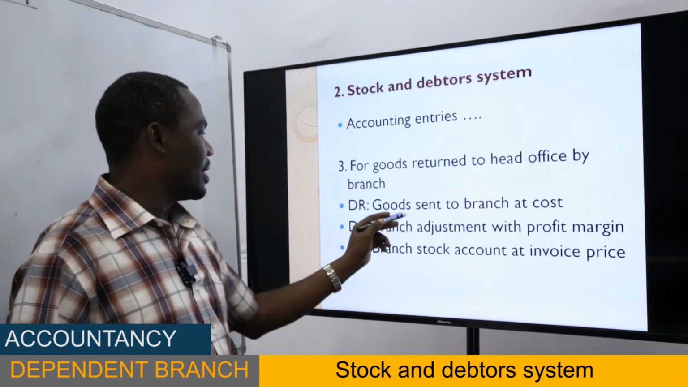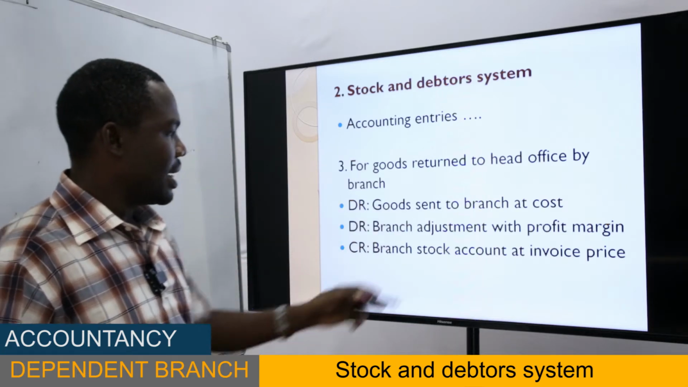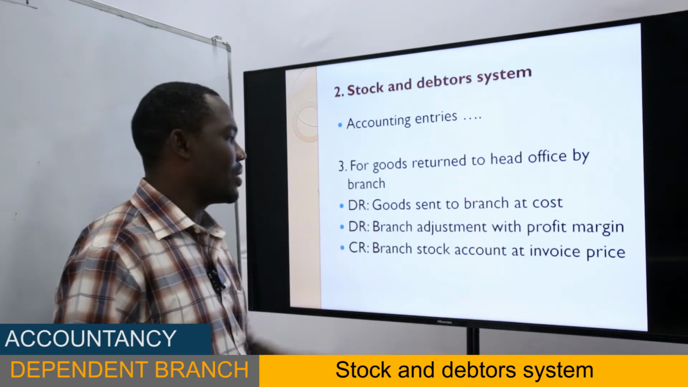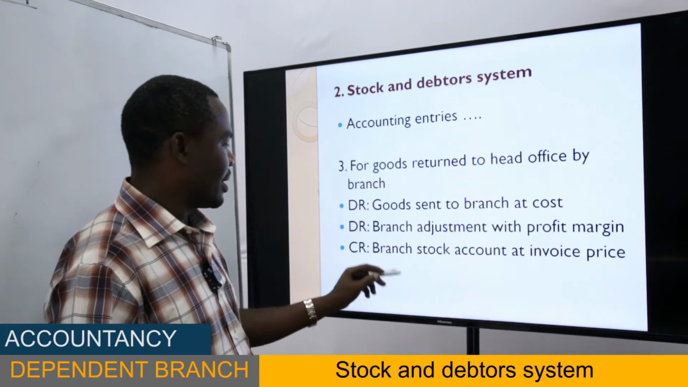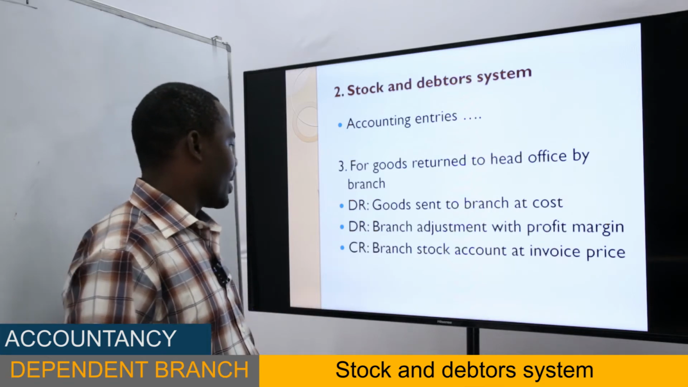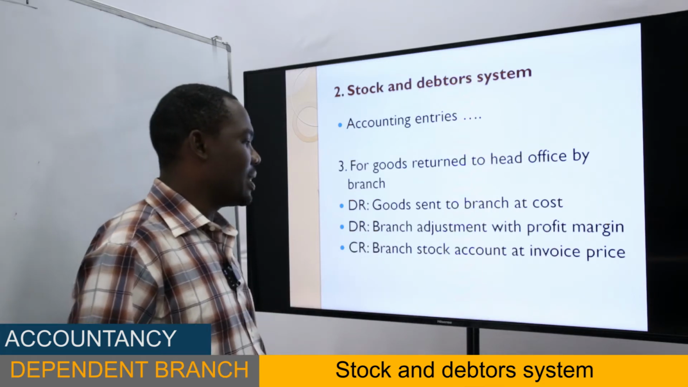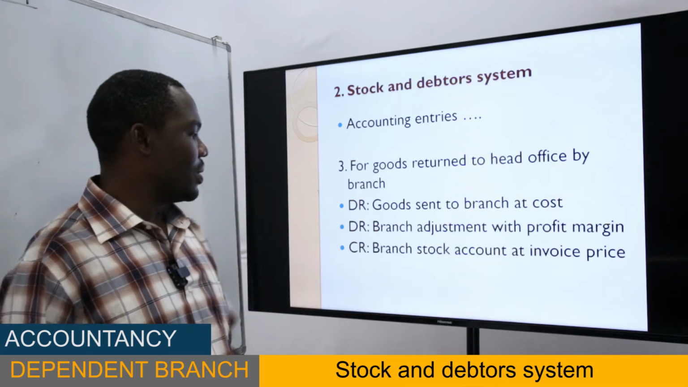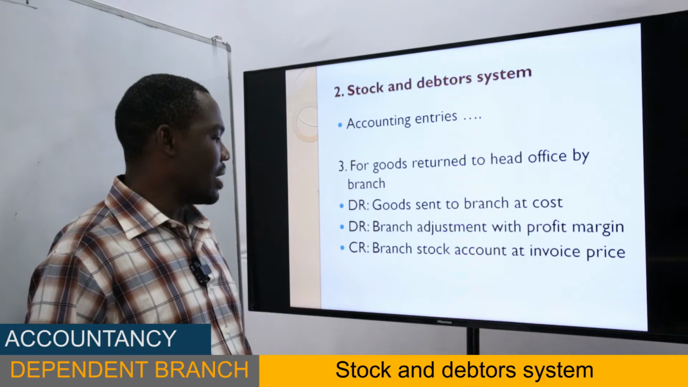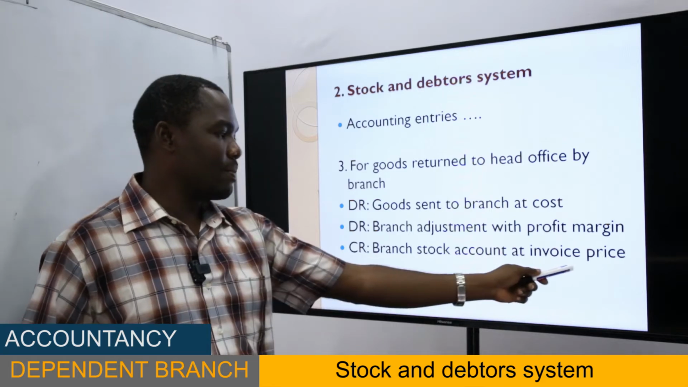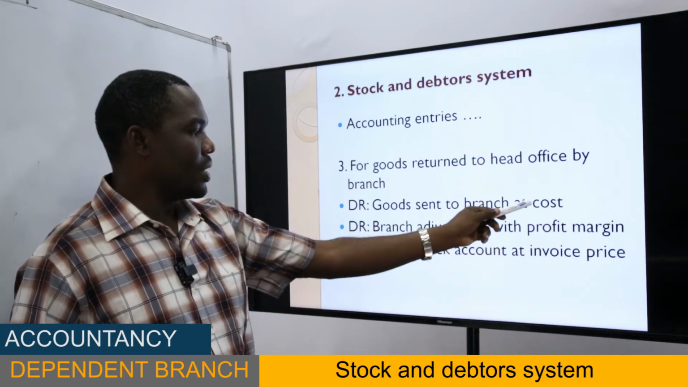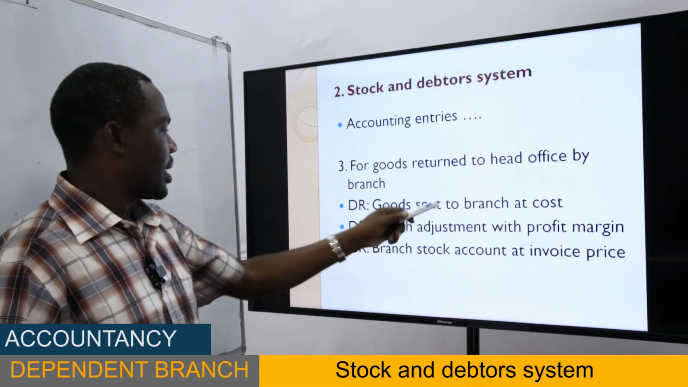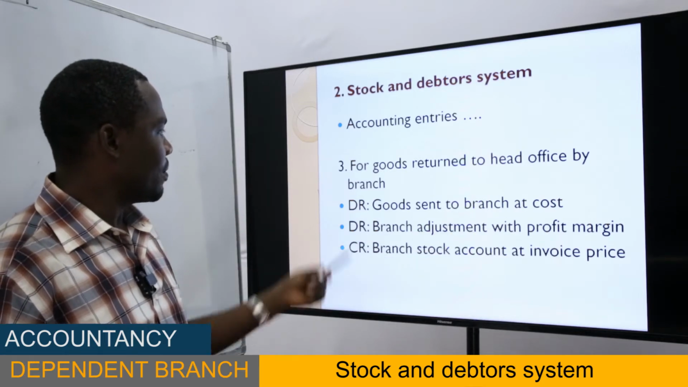So we are going to debit the goods sent to branch. And this will be at cost, because the goods sent is normally recorded at cost. The other entry will be to branch adjustment, with the profit margin. We are going to reduce the branch stock account by crediting it at invoice price. So the cost plus the margin will now have adjusted that entry for return.